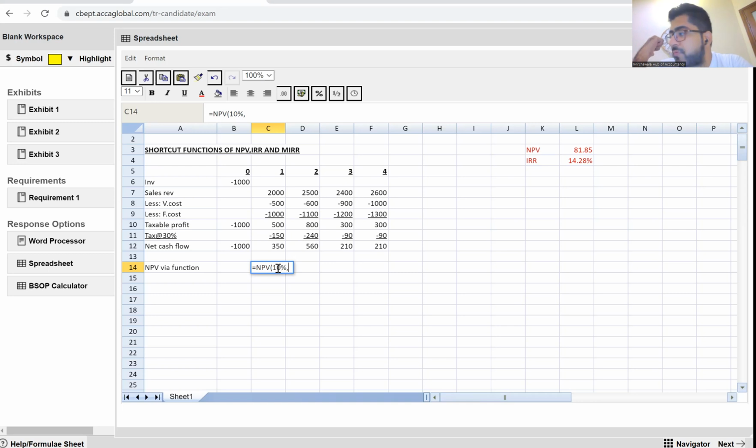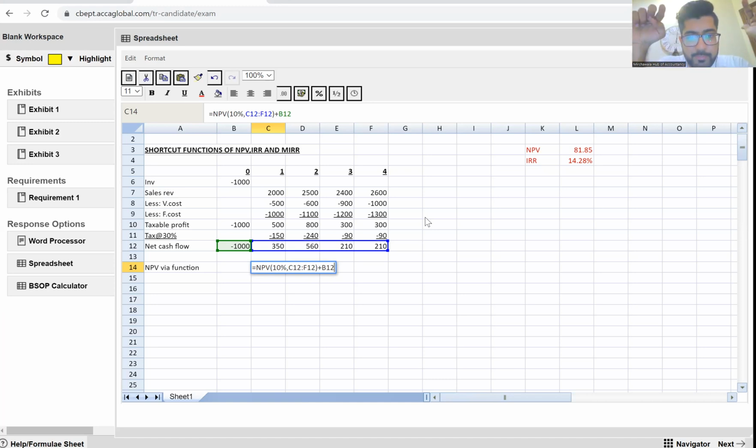All net cash flows from year 1 till the end. So what is the net cash flow in year 1? 350. That's C12 till the last year. Don't write the net cash flow of 0. Equals to NPV, bracket open, write the cost of capital, WACC, discount rate, 10%, comma, net cash flow of year 1, that's C12 till the last year, F12. Okay, bracket closed, plus the net cash flow of year 0. So what is the net cash flow of year 0? B12. That's it.